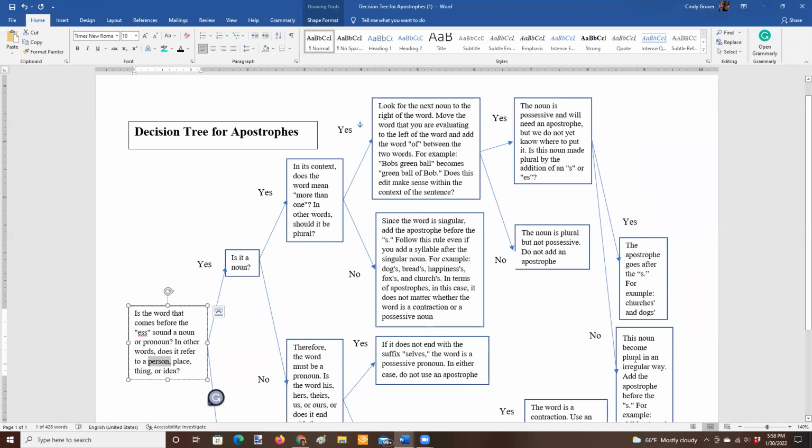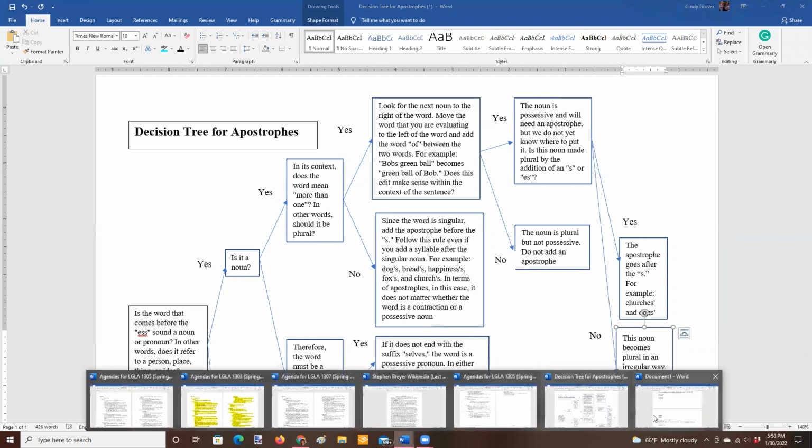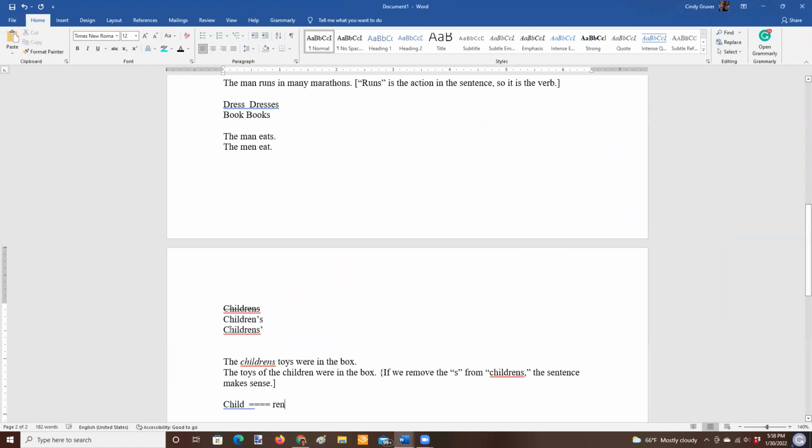So we're going to go way down here. This noun becomes, sorry about that typo, becomes plural in an irregular way. Add the apostrophe before the S. Okay, so we now know that this one is also incorrect, and so we're going to say the children's toys. Now we're going to evaluate toys and we'll call it good at that point.